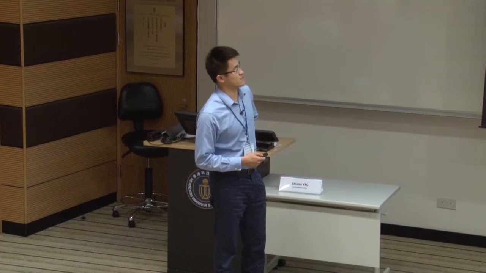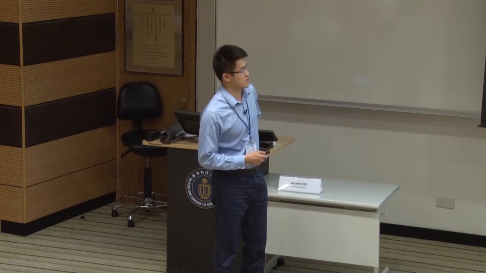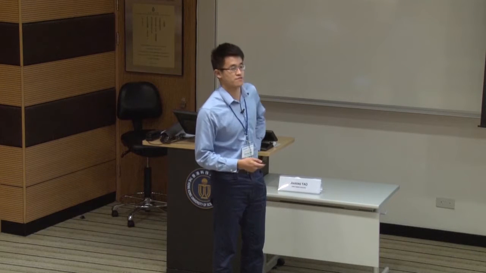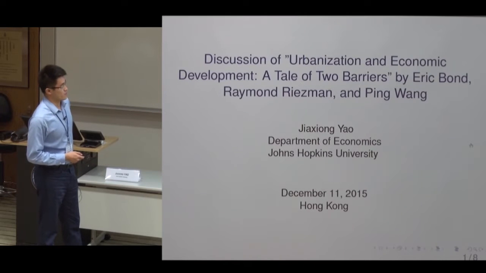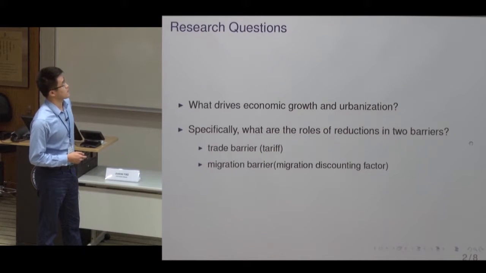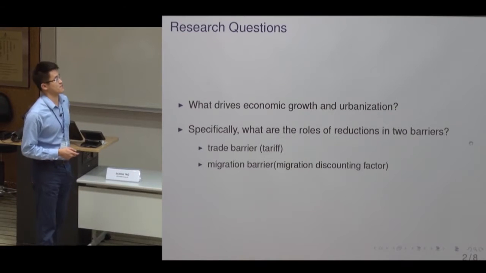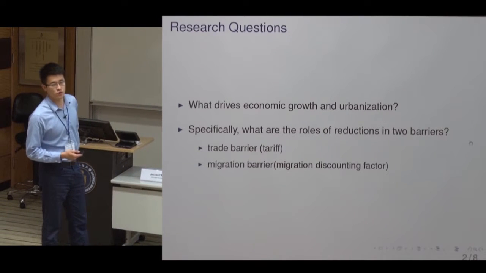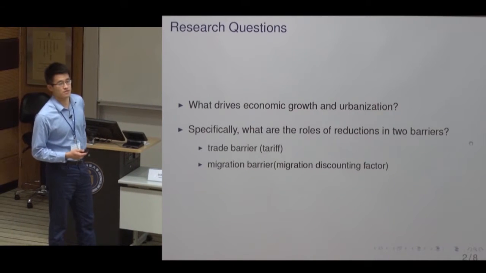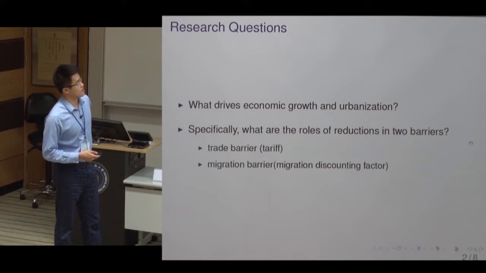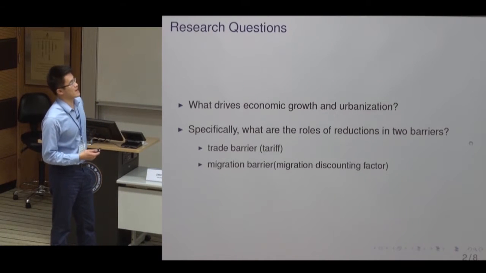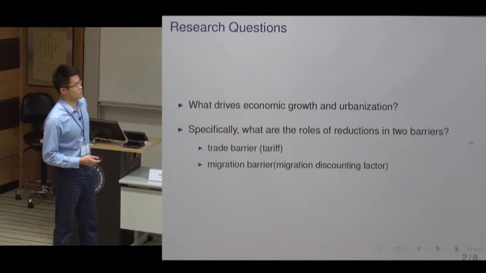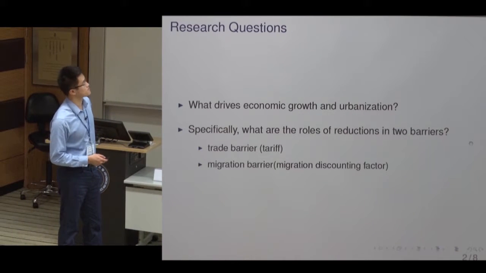The paper actually does a very detailed and rigorous analysis of comparative statics, which hasn't been mentioned in the talk too much. Let me summarize the paper. The research question that this paper asks is what drives economic growth and urbanization? Specifically, there are two barriers that the paper talks about. The first barrier is trade barrier. The second barrier is migration barrier. So the paper asks, what are the roles of the reduction in these barriers?